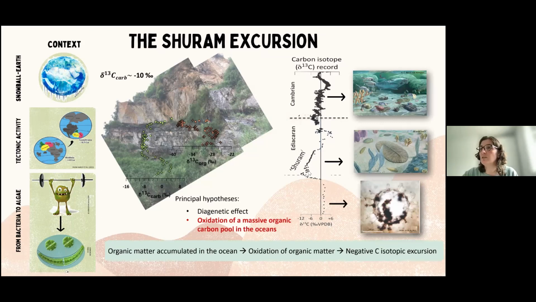The Shuram excursion brackets a major transition in biological innovations because it happens immediately after the global extinctions of large acritarchs, which are these microorganisms here, but prior to the Cambrian explosion. During this period, the Ediacaran biota emerged, and then there was a diversification, but suddenly they disappeared just before the Cambrian explosion. But there is an increase in the complexity of life.